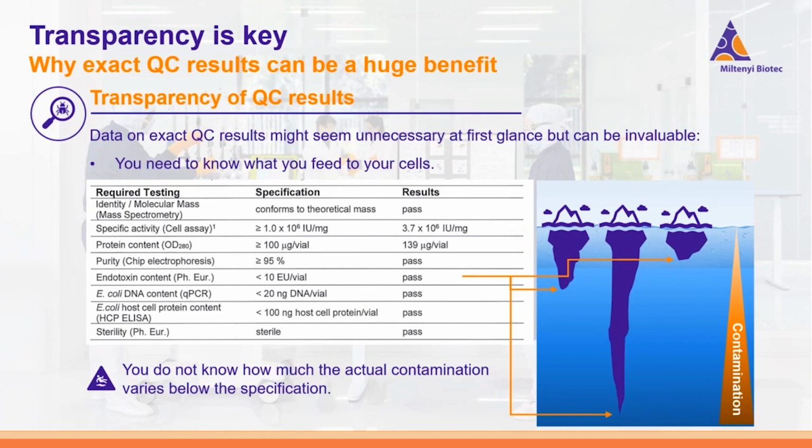You can have a very, very low contamination, or you can have a contamination that basically reaches the specification. Without having exact QC results, you will never be able to tell the difference.